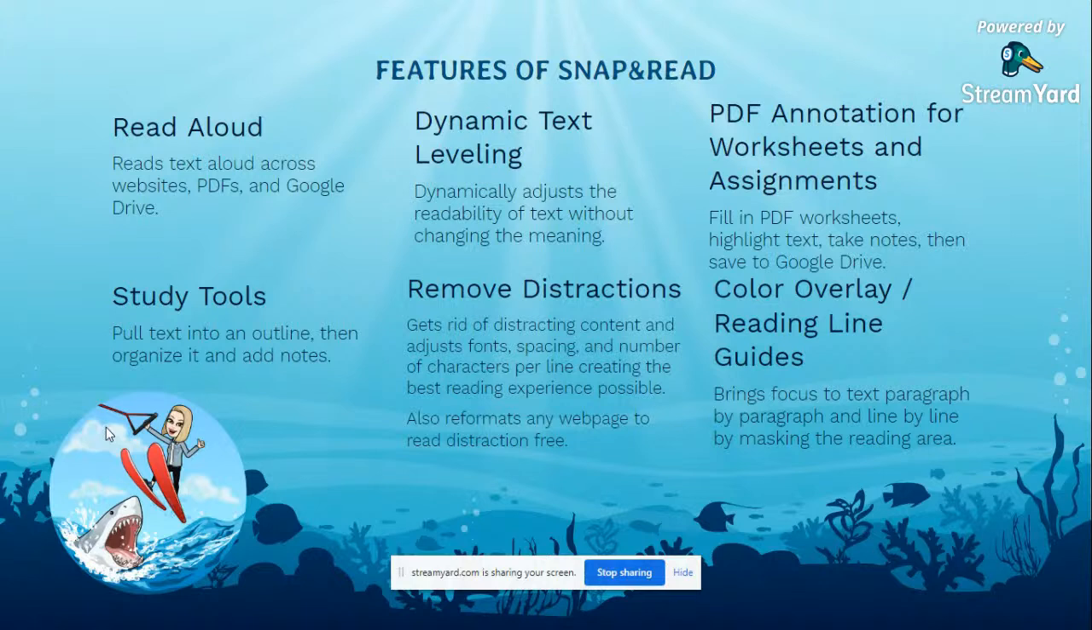There are study tools available there. You can pull text into an outline, and then you can organize it and add notes. There's also the ability to remove distractions. So if it's a web-based article, you can have it pull the text out and get rid of pictures. It'll adjust the fonts and spacing, number of characters per line in order to create the best reading experience possible. It has the ability to use color overlays and reading line guides to bring focus to text paragraph by paragraph and line by line.